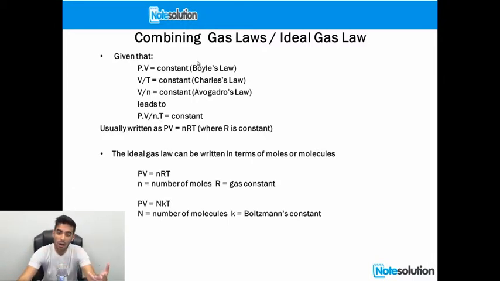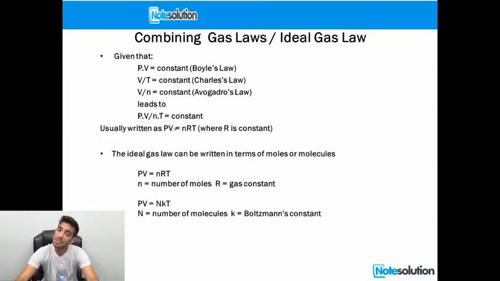So how did scientists come up with the ideal gas law? Well, first they combined those different laws together. We have P dot V, Boyle's law, V over T, Charles' law, and V over n, Avogadro's law. And that led to P dot V over n times T being a constant. So over here, P dot V over n dot T gives you a constant.